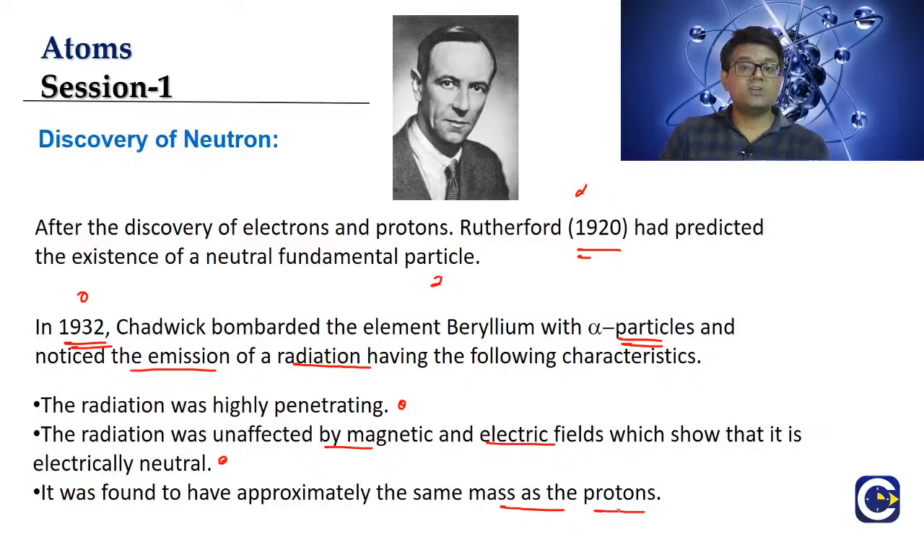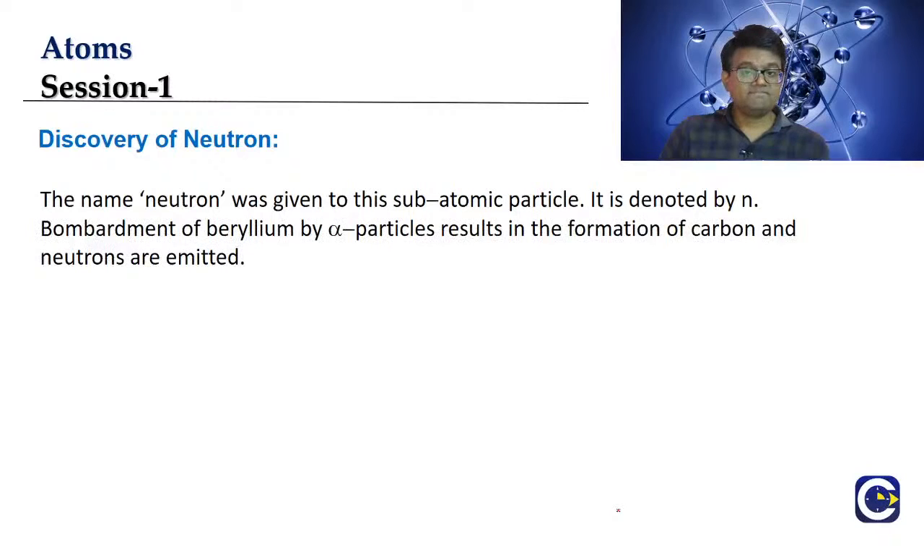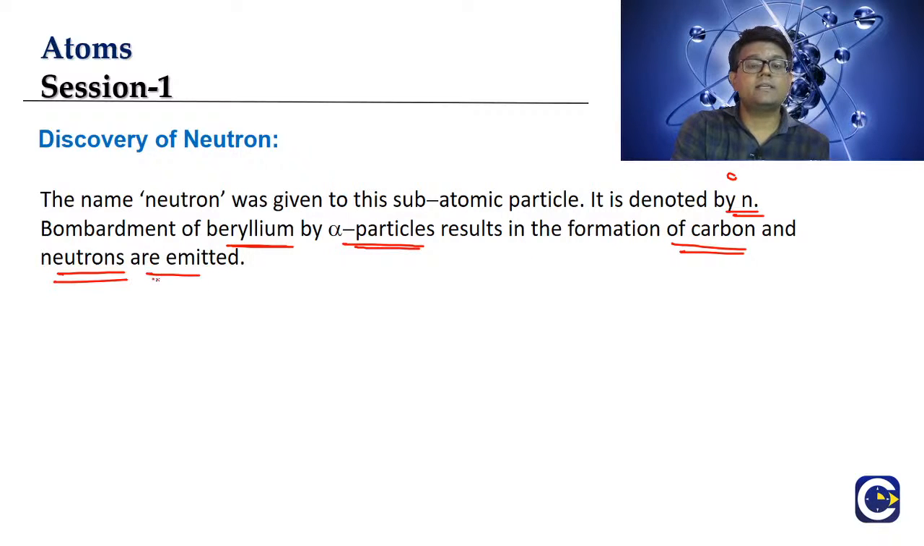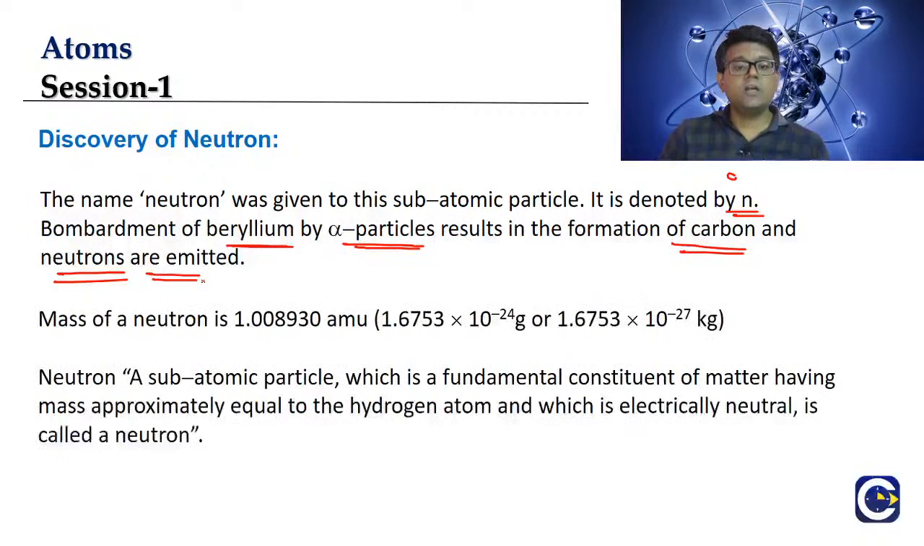The mass of these particles was found to be almost similar to the mass of the protons, and these particles are called neutrons. So the name neutron is given to the particles present inside the atom which are neutral and have almost the same mass as the protons. We denote the neutron by the symbol n, and when beryllium is bombarded by alpha particles, it results in the formation of carbon, and as a result neutrons are emitted. We will see this reaction when we go to the nuclei chapter, because we will talk about a lot of these types of phenomena. So this is the discovery of the neutrons.